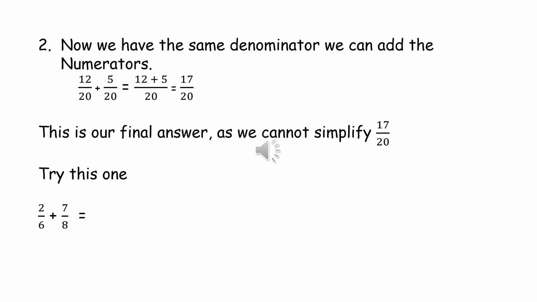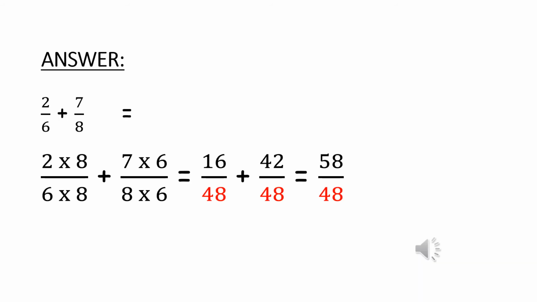Now, you can try this one. 2/6 plus 7/8. Now, you can hide the answer, or you can press pause, try and work it out and see if you have come up with the same answer and the same working out. And here is the answer. 2/6 plus 7/8 is, we're going to do the x factor here.